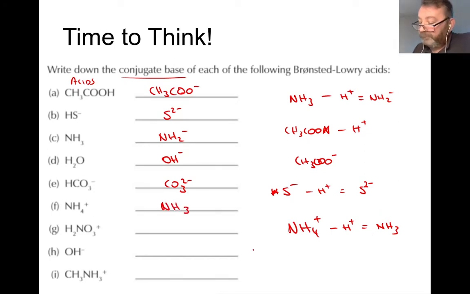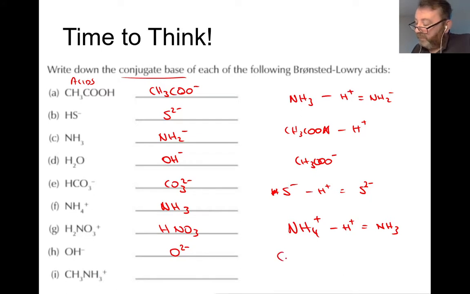Next one, HNO3. If you remove an H and a plus, what are you left with? HNO3. See? OH minus. Now again, you're removing an H, so you're left with O, and you're increasing the number of negatives to 2. And lastly, CH3NH3+.